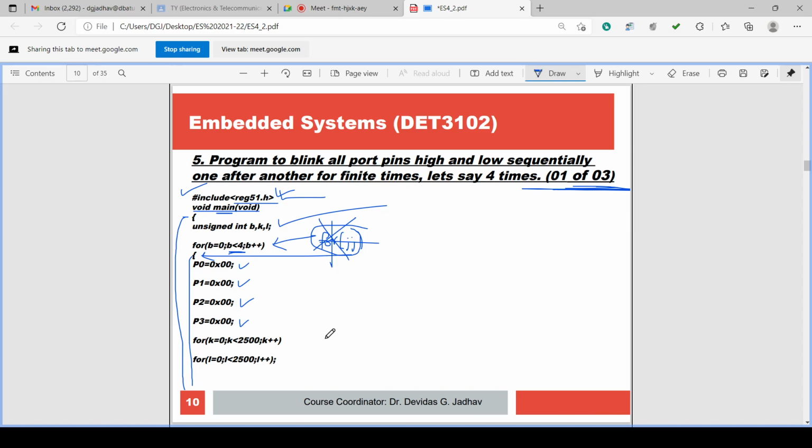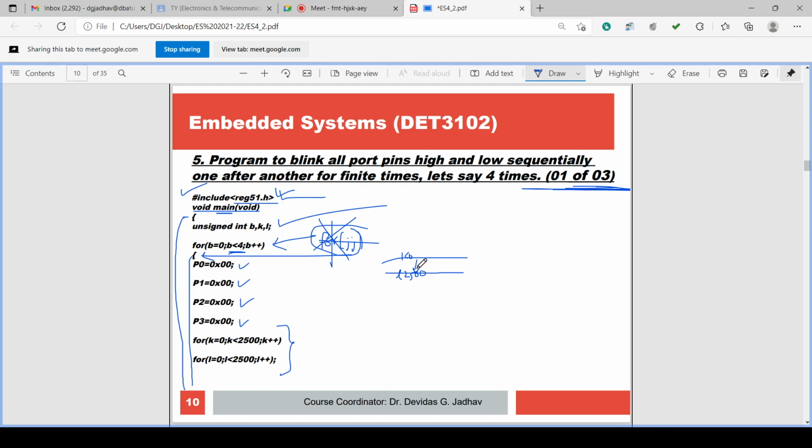Then there will be a delay. A nested for loop is there. So the for loop of k executes with k equal to 0, then the next for loop of L executes 2500 times. For k equal to 0, L executes 2500 times. For k equal to 1, again L executes 2500 times. For k equal to 2, again it executes 2500 times.